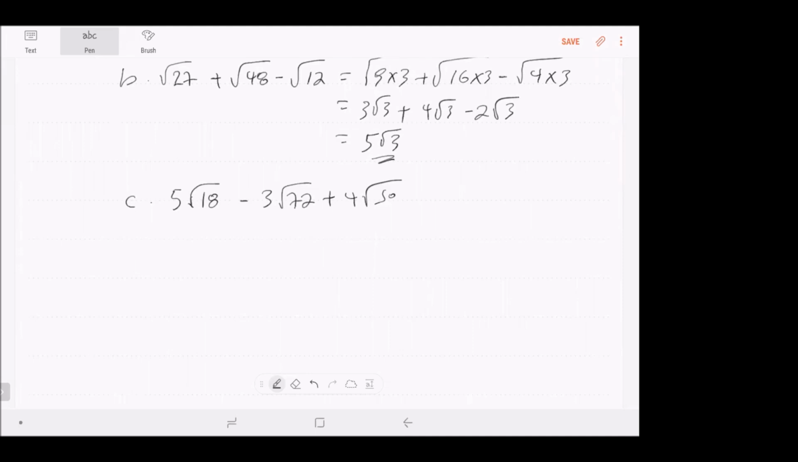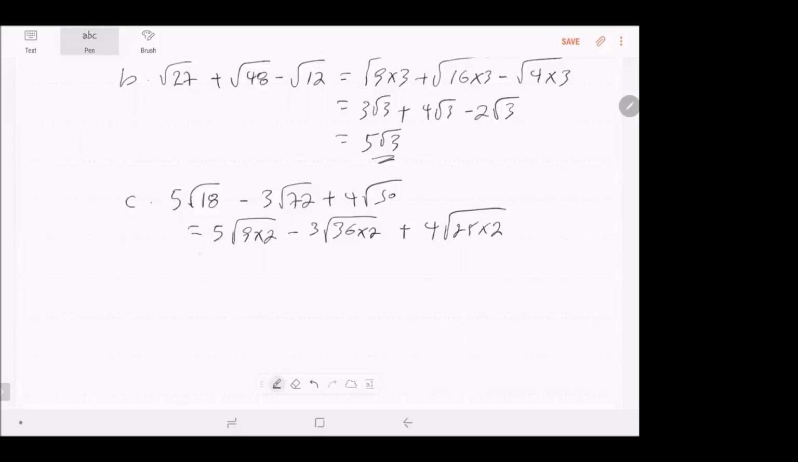And again, the point should be clear. If you understand, it is very simple. We did the same thing from the first example. So here also we are going to write the given radicand as a product of one perfect and one non-perfect. So 5 times the square root of 18 means it is 9 times 2, minus 3 times the square root of 72 means 36 times 2, plus 4 times the square root of 50 means 25 times 2. So when we extract 9 from the square root, 3, but there is a coefficient 5 here.